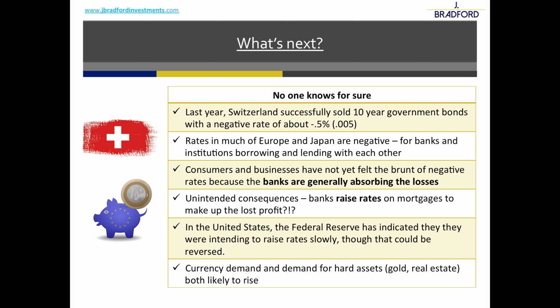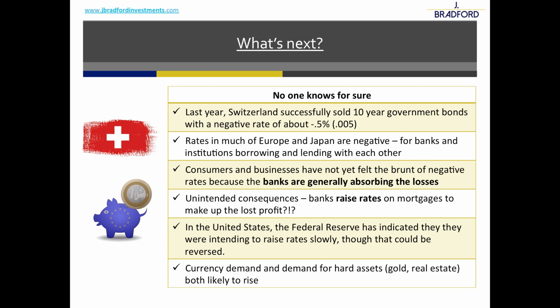So what's next? What does this mean? And how is this happening? Well, first of all, for what's next, no one knows for sure. This is a very unique and very different time. It's largely unprecedented. Negative interest rates is not something that's happened on any sort of scale in the past, and there's not a lot of data for us to figure out what's going to happen. But it is happening. Last year, Switzerland successfully sold their 10-year government bond with a negative interest rate of about 0.5%. So buyers of those Swiss bonds are going to end up with less money at the end of 10 years than they used to purchase those bonds with.